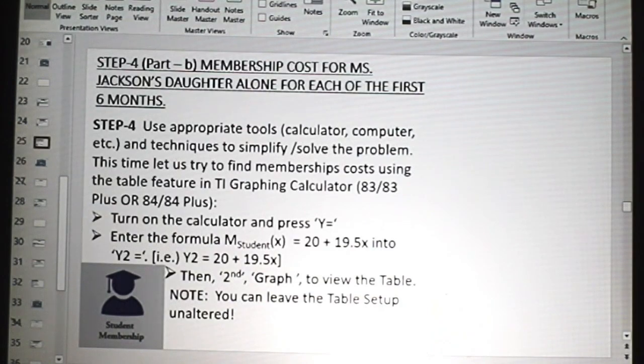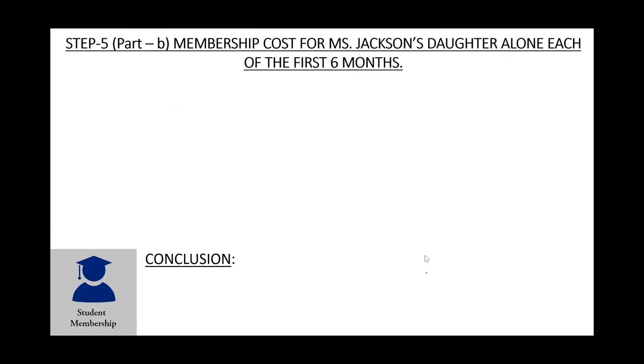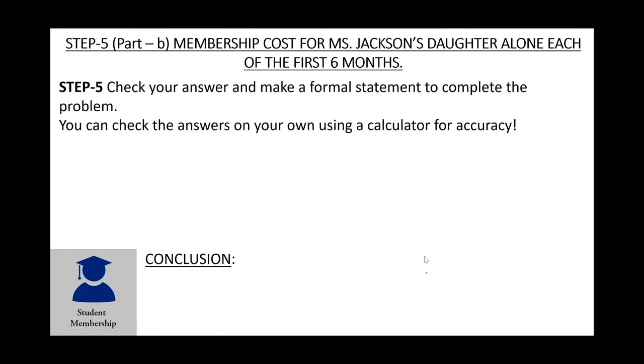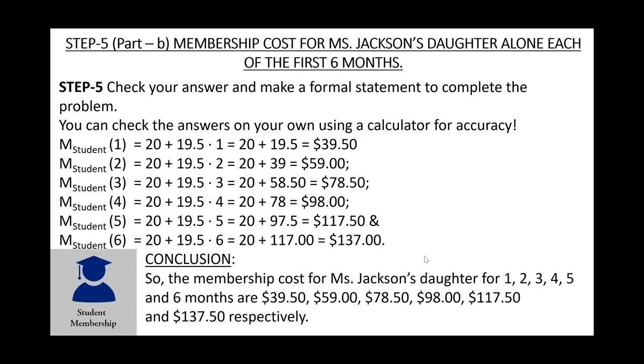So let us go back to the slideshow. Now we have the representation for the student package. The algebraic rule is 20 plus 19.5x. The table created is first month 39.5, second month 59, and sixth month 137. So we have all these costs. The same thing is written as ordered pairs, and this is the graph. So now we need to conclude it. I'm leaving the checking part for yourself because you know how to do it. You use a calculator to check all these values, and they will be correct.